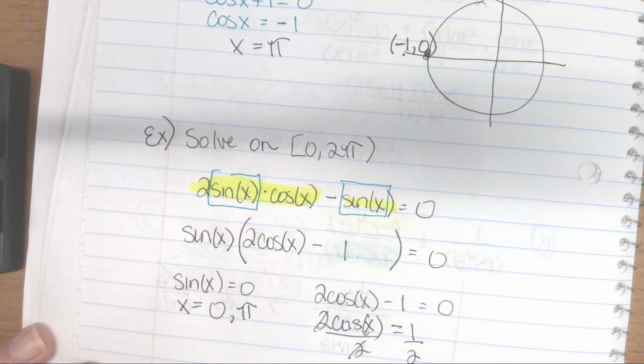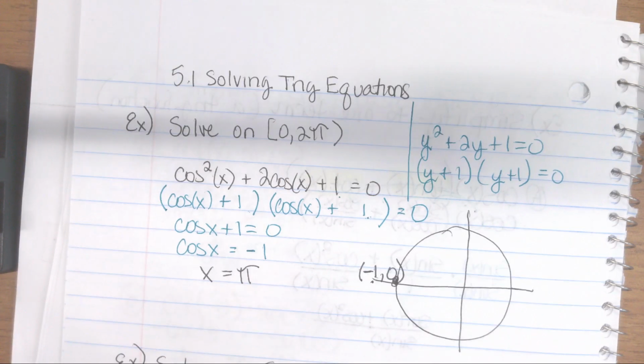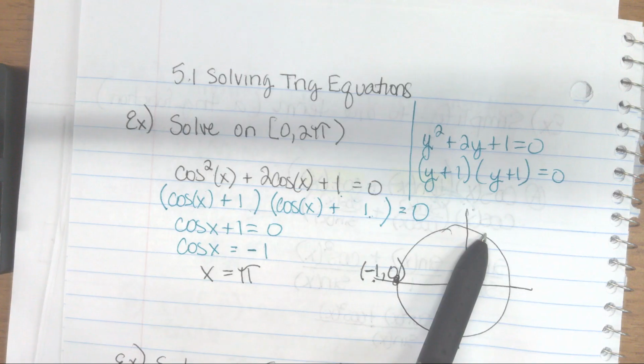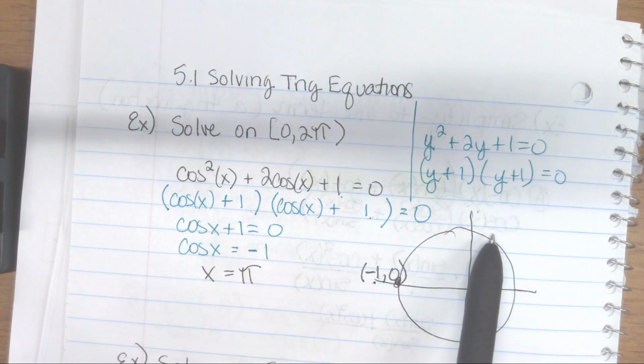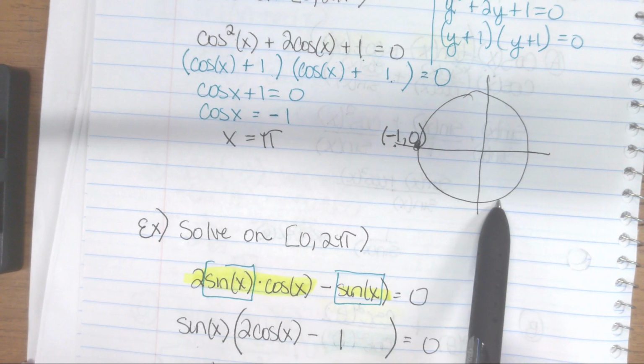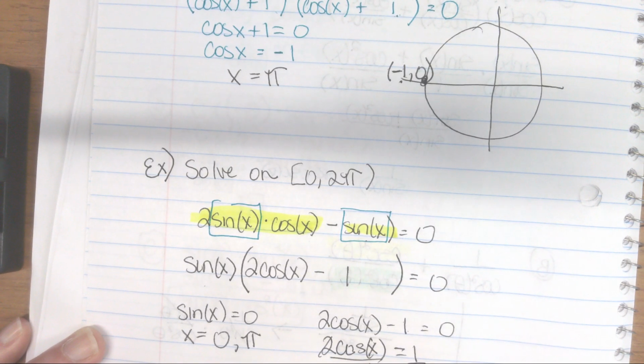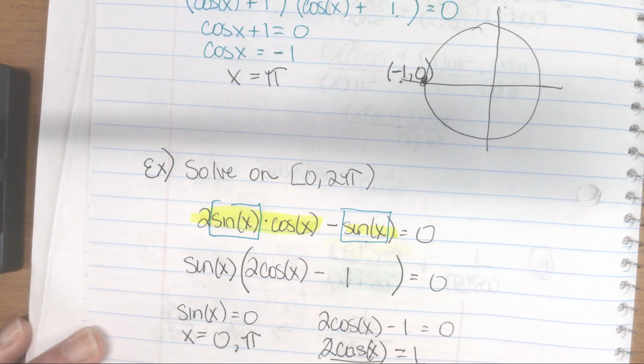All right. And then where does the cosine of x equal 1/2? I always find the 1 and then I just flip. So it equals 1/2 up here, which is at pi thirds, and it also equals 1/2 down here, which is at 5 pi thirds. Very nice. Very nicely done.